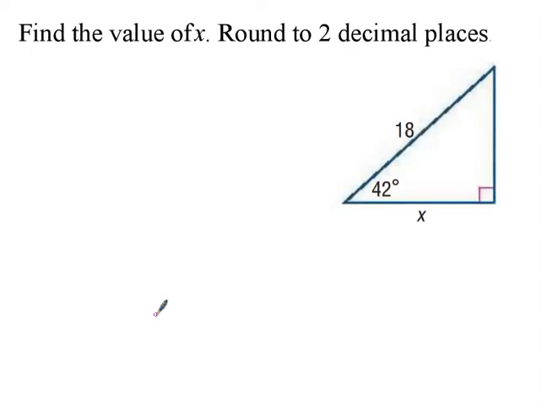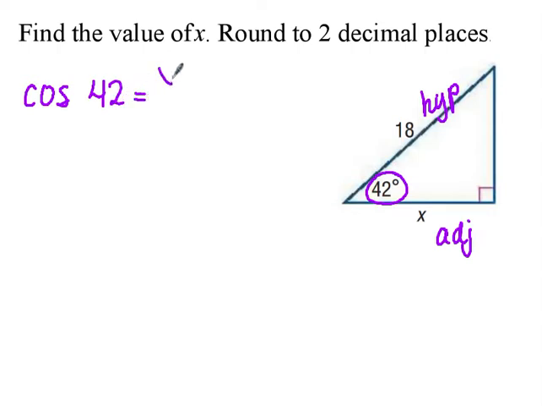Okay. So I'm going to start with my angle. What side is 18? Hypotenuse. What side is x? Adjacent. What ties in adjacent and hypotenuse? Cosine. So I'm going to write my equation: cosine of 42 equals x over 18. Yep, because it's an angle.